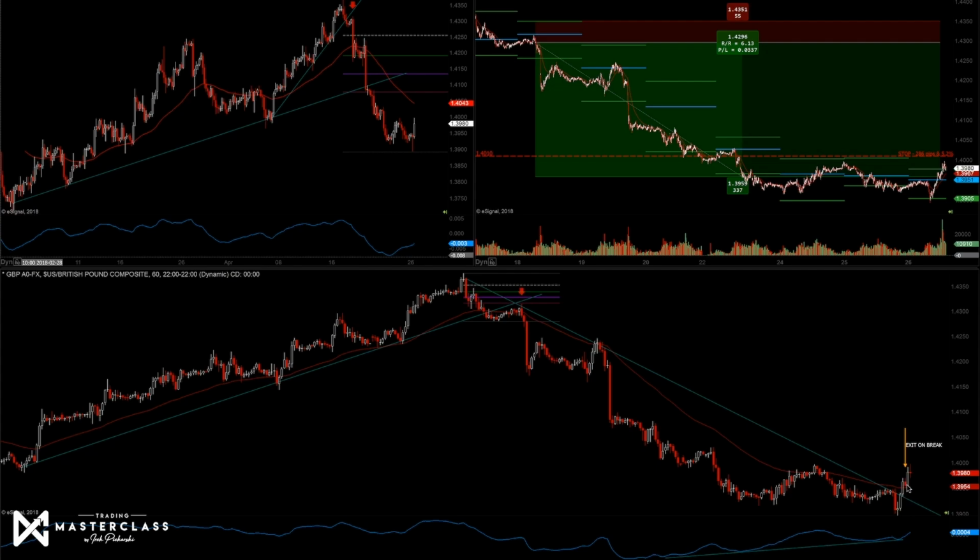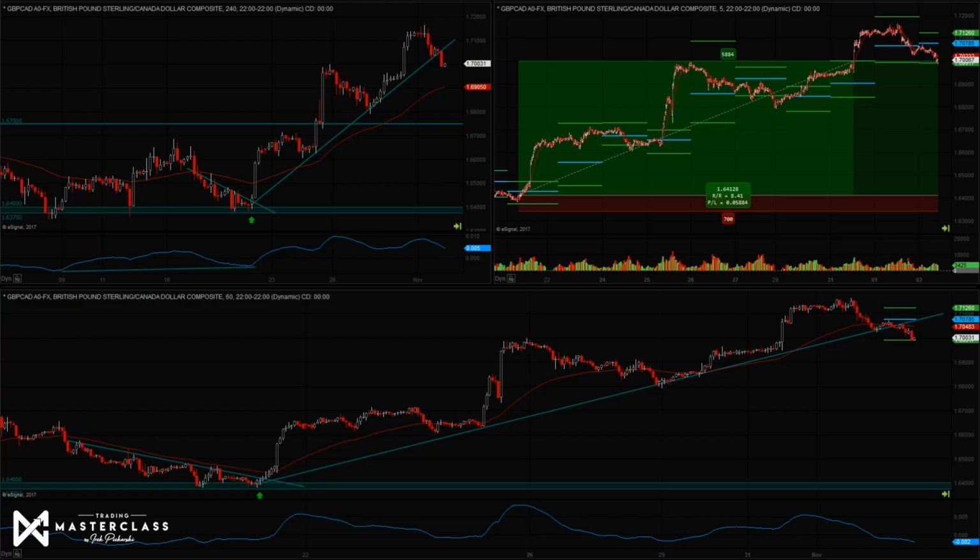Let me show you another example. All right, so here I have another example, and this is a trade on pound CAD. You guys have already seen this analysis. I believe I showed you this trade earlier. And this is another one of those cases, so this was an advanced breakout, okay?